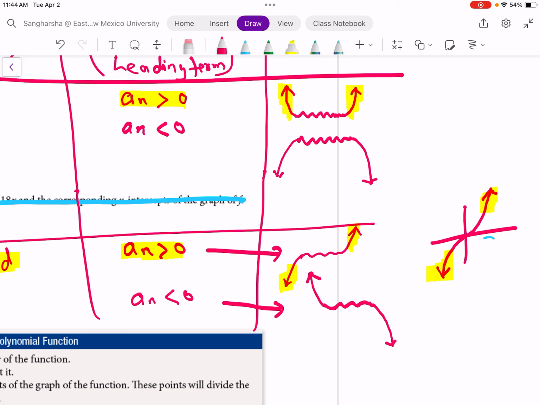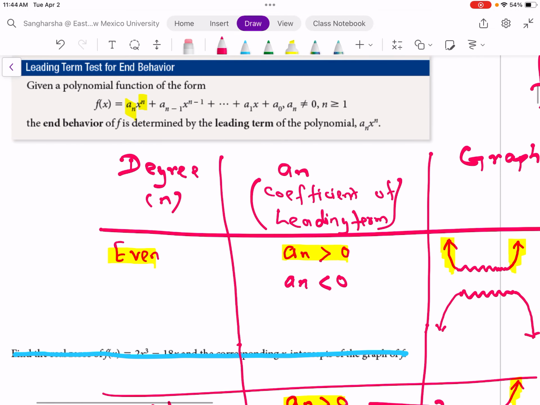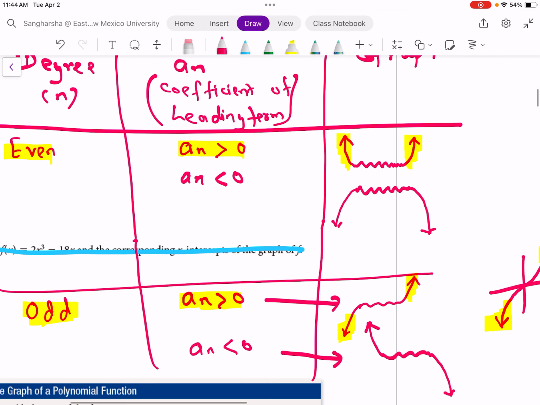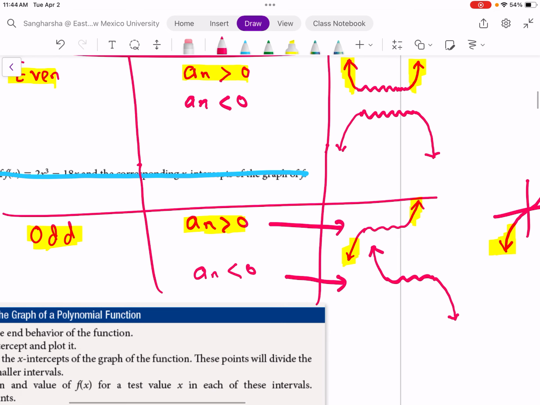Once we have this information, we can know the shape of a graph on the right-hand and left-hand sides. This is our leading term test and end behavior, because if we can identify the leading term correctly, we can find the shape of the graph here. Let's do some examples.